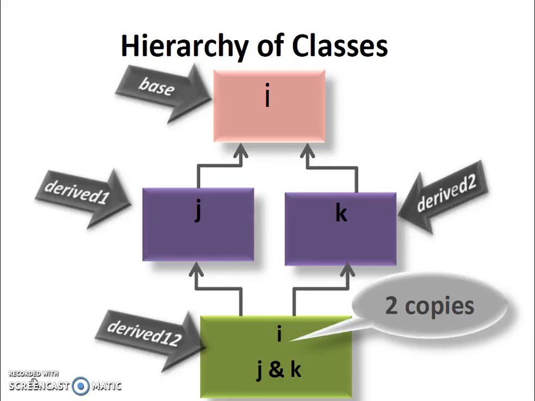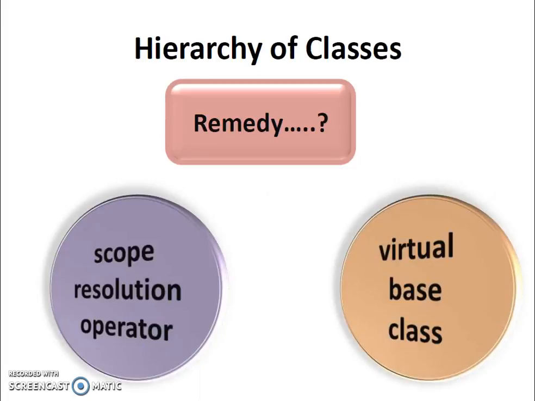Before starting the virtual classes, consider this figure of hierarchical classes. A is a base class which derives two classes, Derived 1 and Derived 2. And these two derived classes are again inherited by a further class, Derived 1, 2. In this type of situation, what do we need to do? The remedy is the scope resolution operator or virtual classes. So we will discuss the virtual classes now.